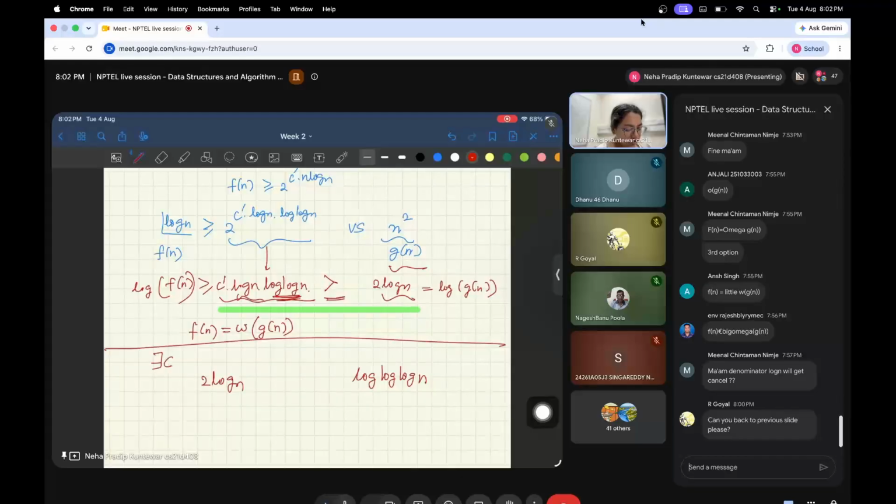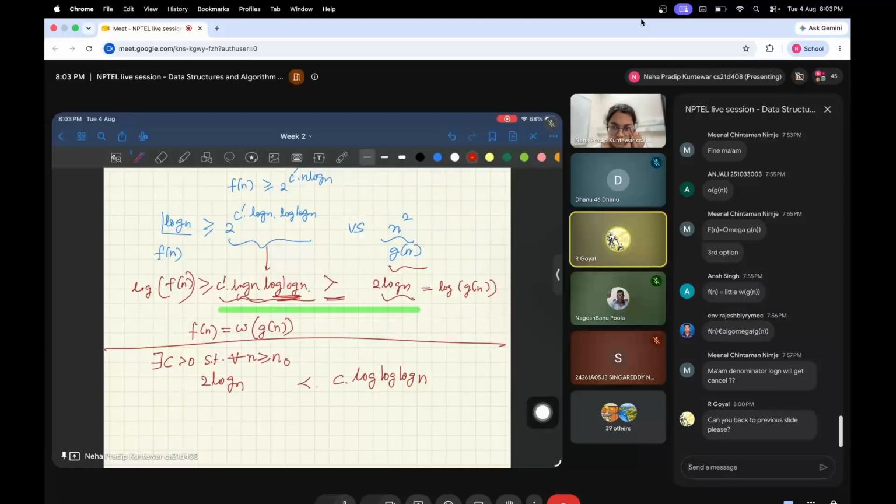There is a C such that for all n greater than or equal to n0, 2 log n is strictly less than C times log n. Yes, so that is what my point is. Instead of there exists a C, it should be for all C's.